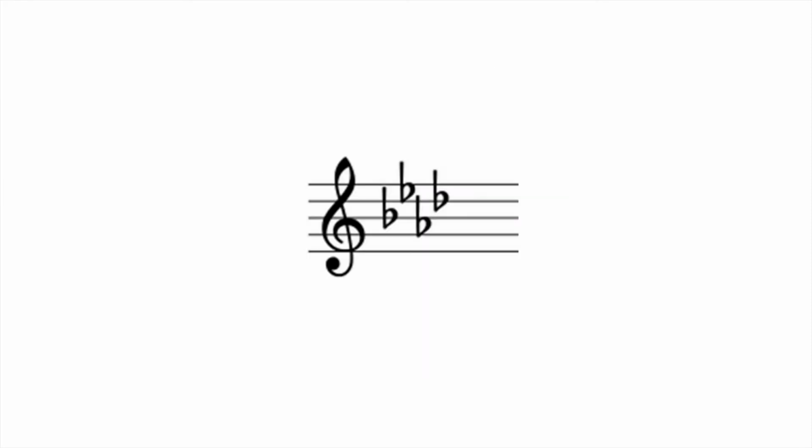Okay, let's say you have four flats. B flat, E flat, A flat, and D flat. I'll give you a second to think about it. Well, the second to last flat added here is A flat. So we're in the key of A flat.